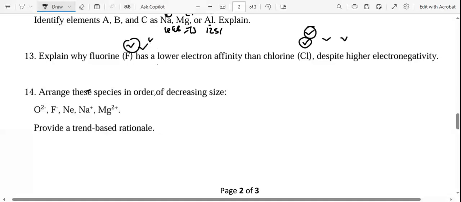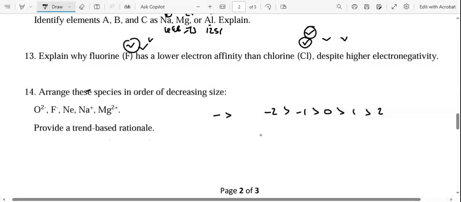Okay, arrange these species in order of decreasing size. So the size decreases as follows. If you have more negative charge, the size of these ions increases: the higher the negative charge, the larger the ion. So -2 is greater than -1, -1 is greater than 0, this is greater than +1, and this is greater than +2. You have seen? That's how we order them.